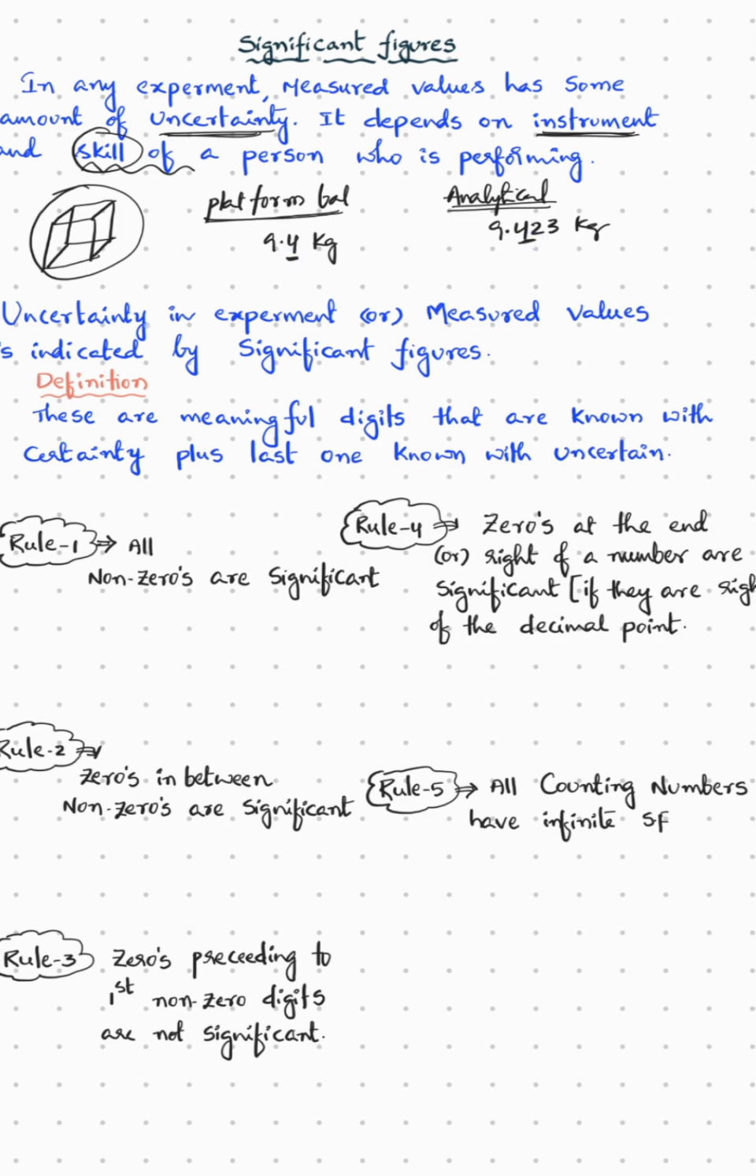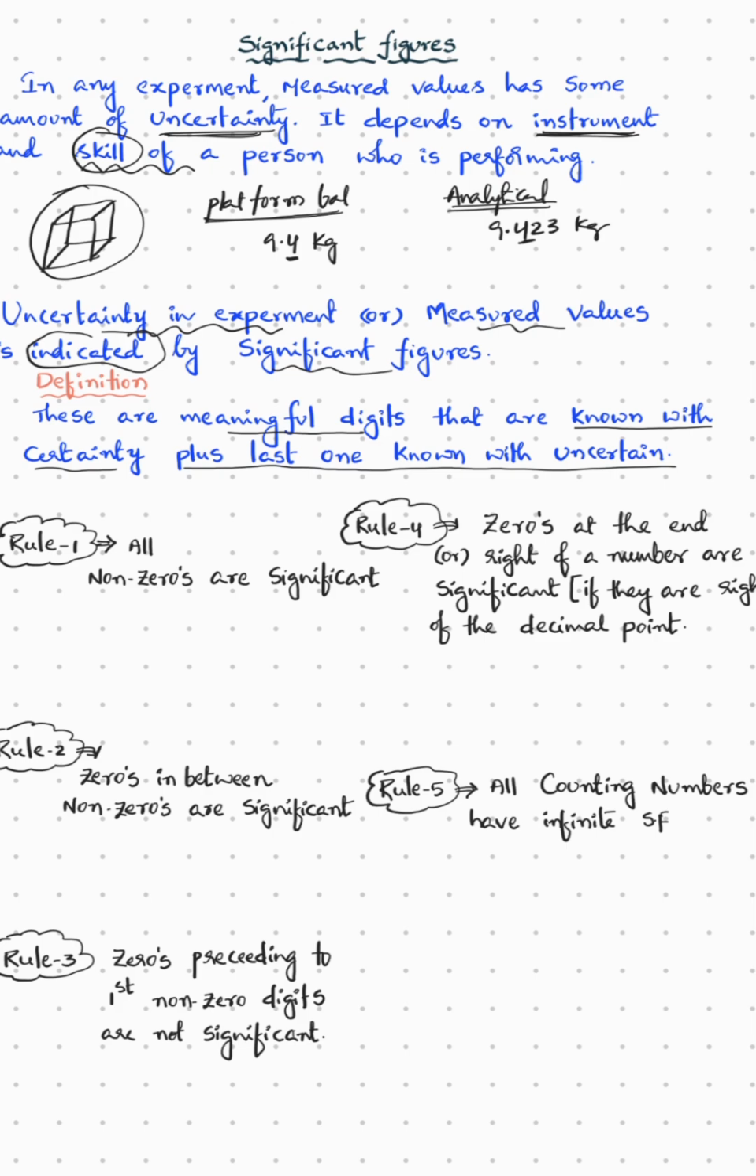So the uncertainty in any experiment or measured values will be indicated by significant figures, right? We can define significant figures like this: these are the meaningful digits that are known with certainty plus the last one known with uncertainty. Those are called significant figures. Now let's see how to calculate significant figures in a given value.